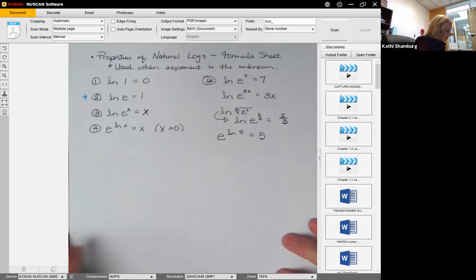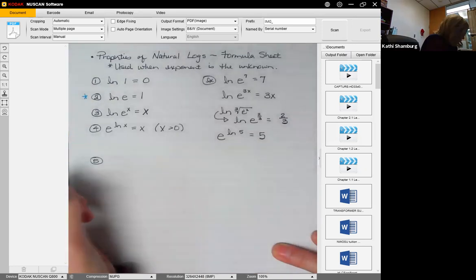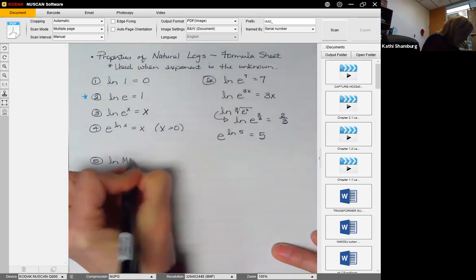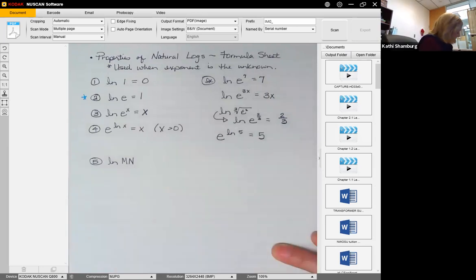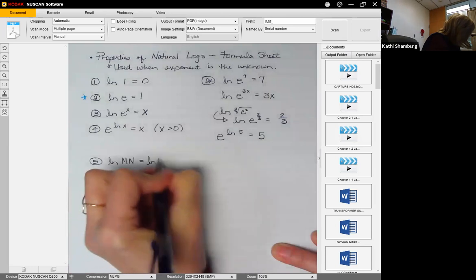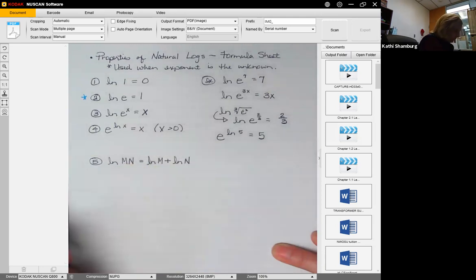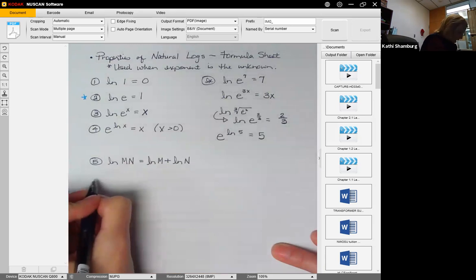All right, so of course, those aren't the only properties. So we have the natural log of m times n. So mn means m times n, and that is equal to the natural log of m plus the natural log of n. I was seeing if I wanted to do an example. I'm going to go ahead with these others first.